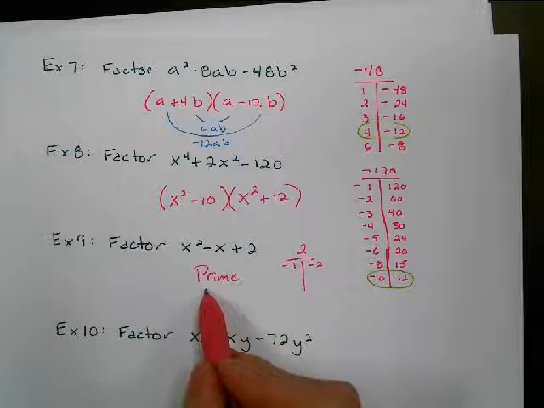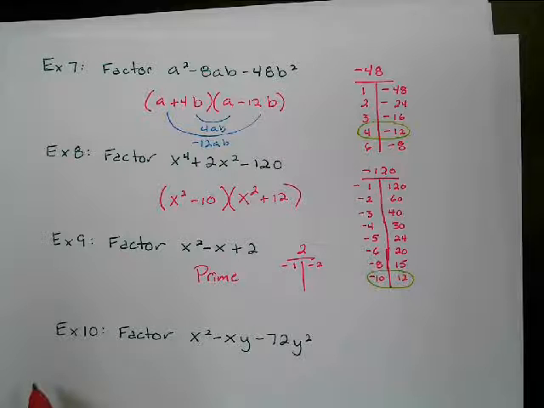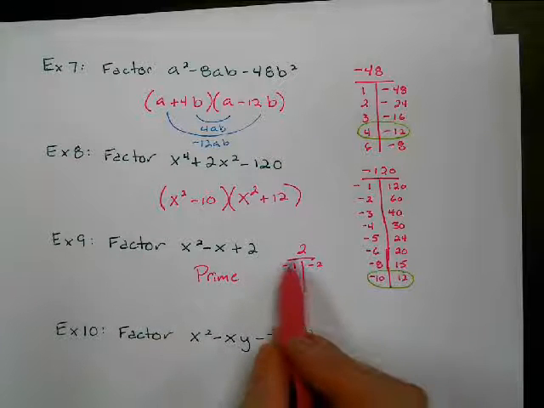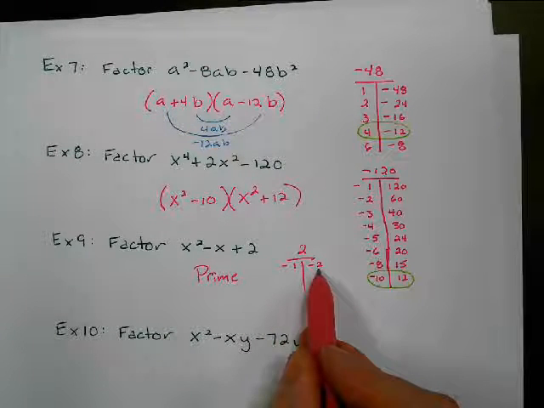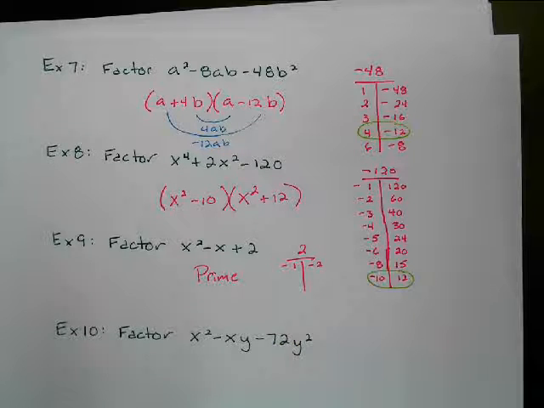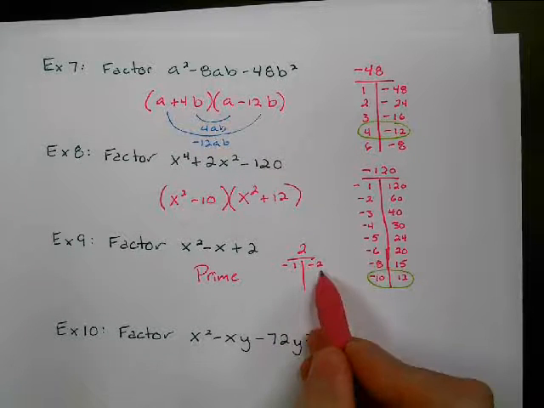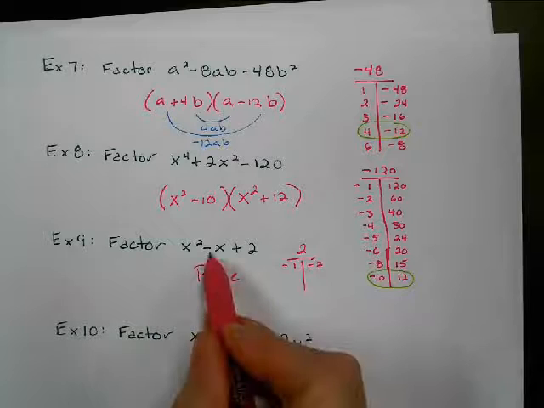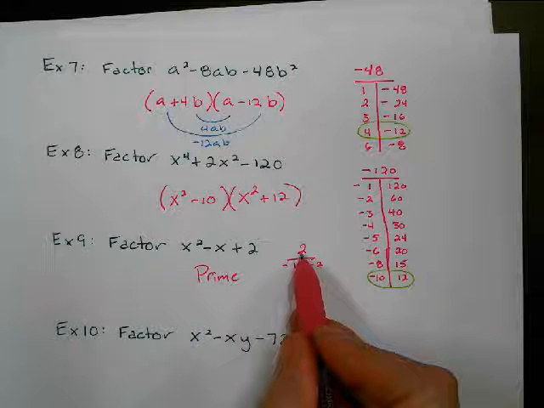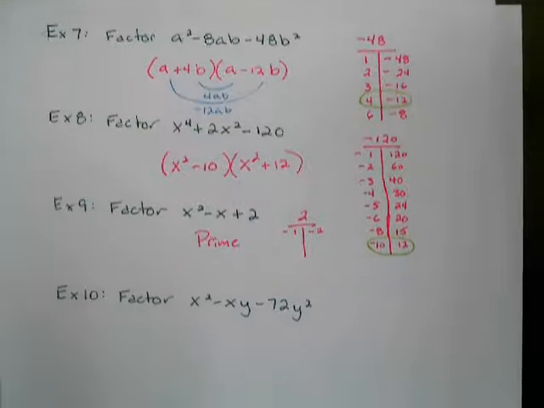The only combination that gave positive 2 was negative 1 and negative 2. Now you might be thinking, well, why didn't you use positive 1 and negative 2? Because that gives you negative 1. But when you multiply them, you get negative 2, not positive 2. So there are no combinations that work for that one. If no combinations work, you can just write the word prime.